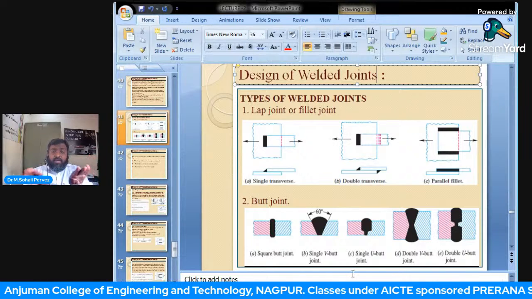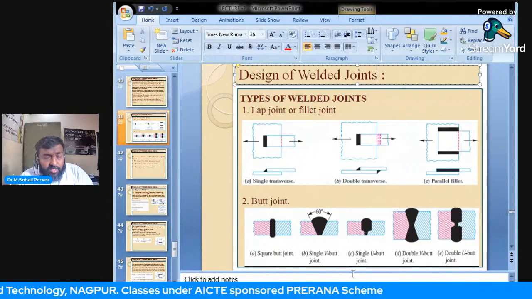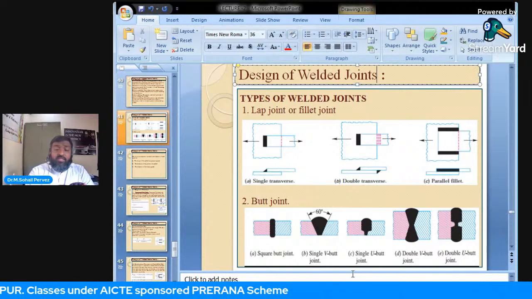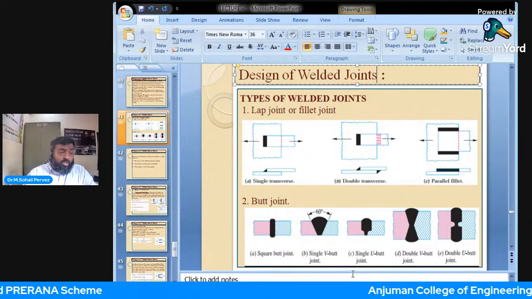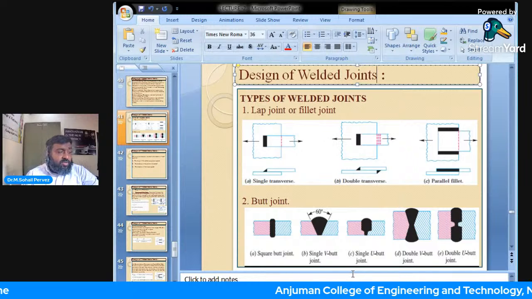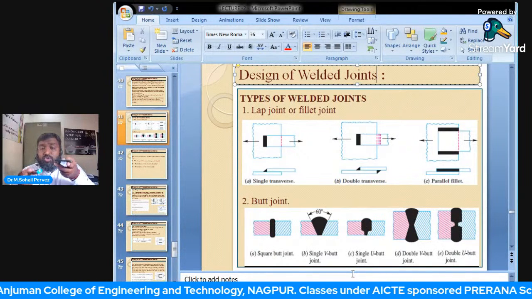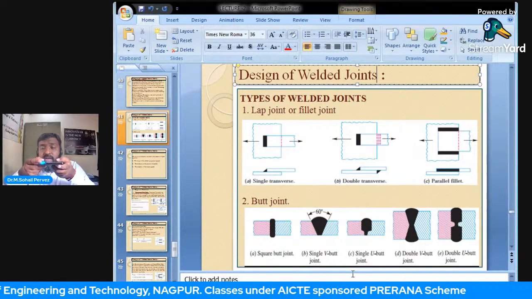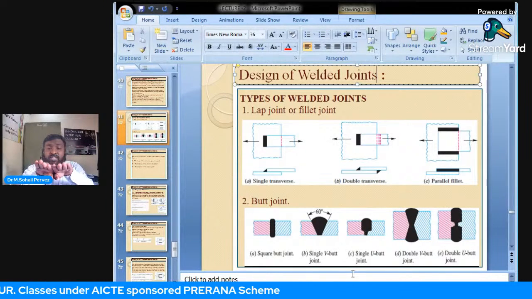The next one is the butt joint. This we have studied in riveting also. Butt joint, end-to-end connection. Just concentrate and try to understand this fact. If you want to join these two plates end to end, in this case, there won't be sufficient gap.